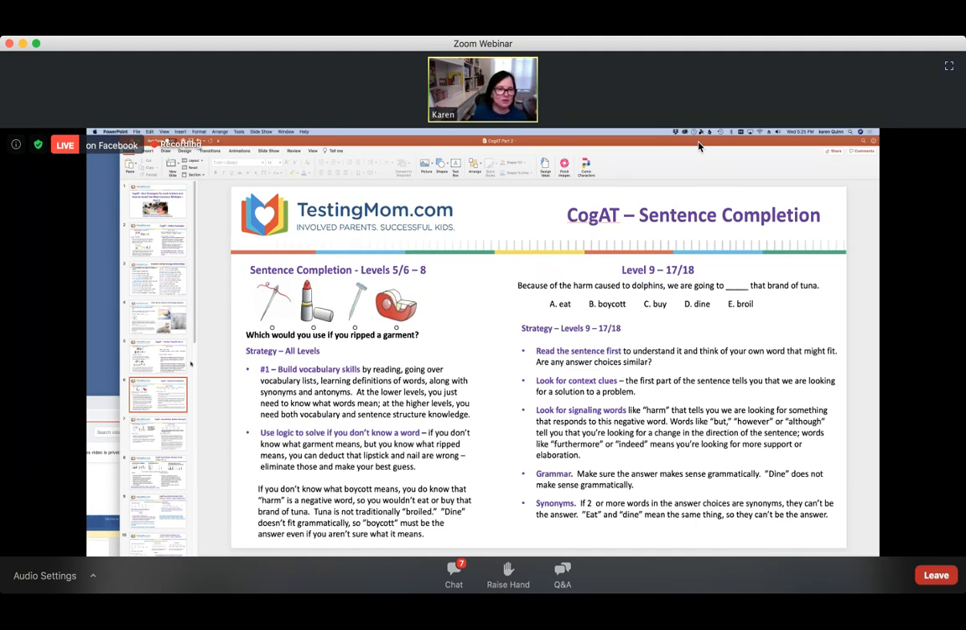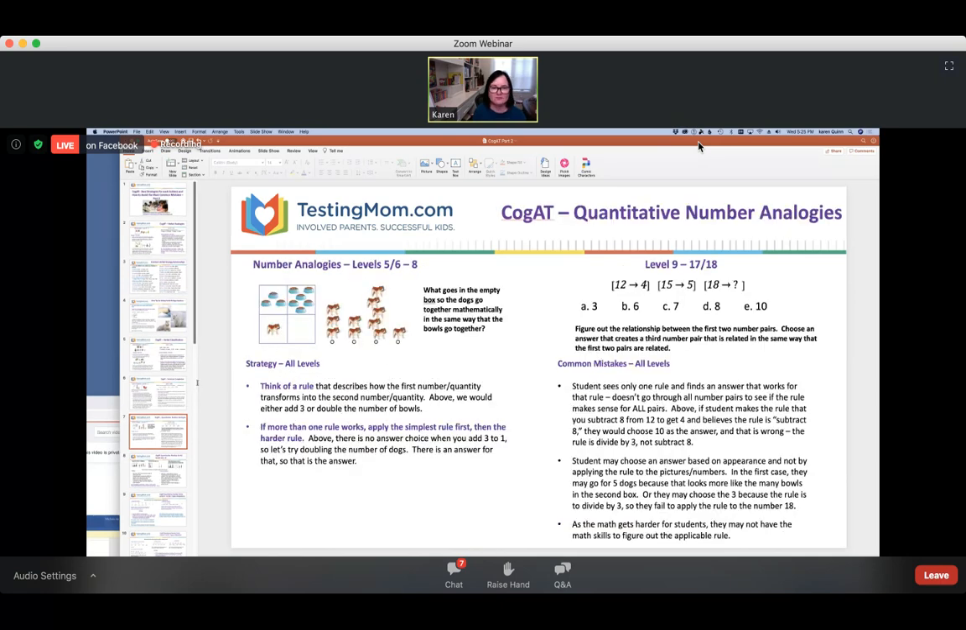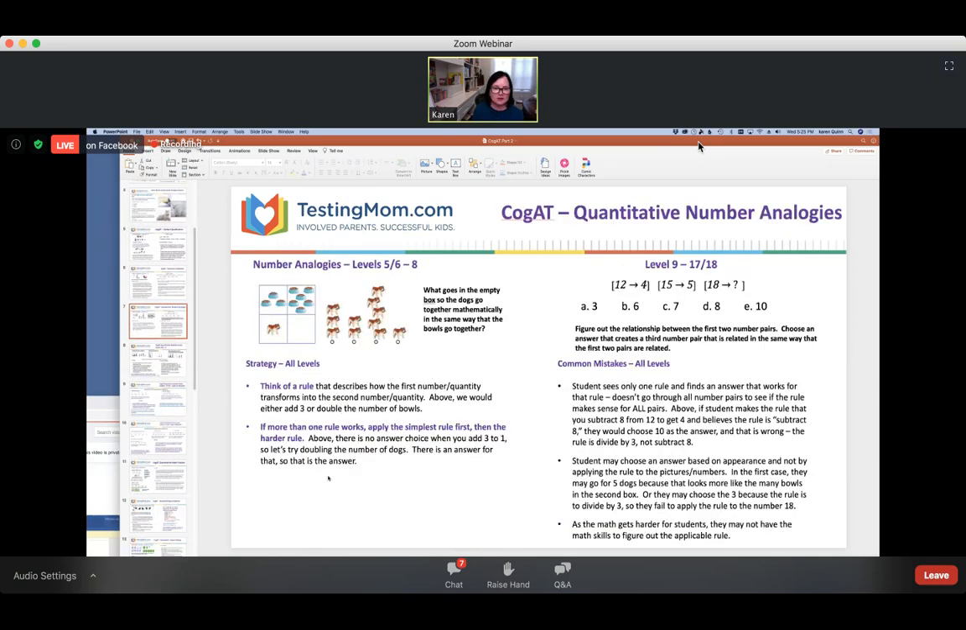Okay, so now we're going to look at analogies, number analogies. Number analogies are very similar to the verbal analogies we were just going through. We're looking for a rule that describes how the first number, or the first quantity you see, relates to the second number. So just by looking at this one, we see that it's 3 bowls to 6 bowls. So we're either going to add 3 or we're going to double. We don't know which one.